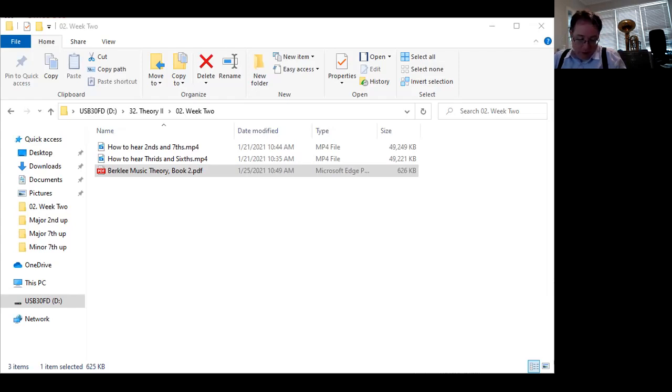Okay, your directions are making augmented triads out of the following major triads by using the appropriate accidental to raise the fifth by a half step. Okay, so we'll talk more about this in the demonstration video.